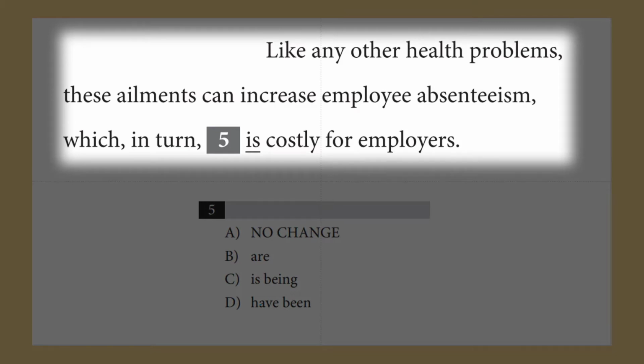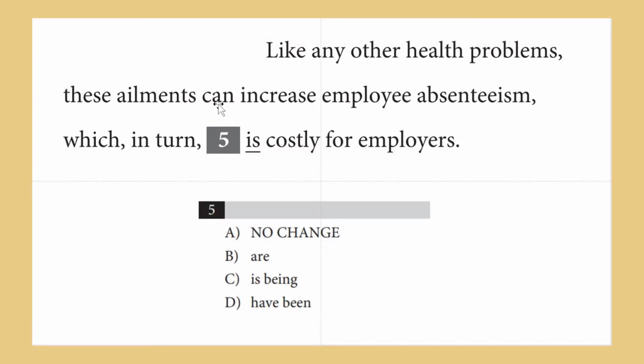Like any other health problems, these ailments can increase employee absenteeism, which in turn is costly for employers. Okay, noticing that the other answer choices here are, is, have. So this is most likely a verb tense, as well as a subject-verb agreement question. Okay, some combination of these two principles. So the approach is quite similar to the last problem that we did.